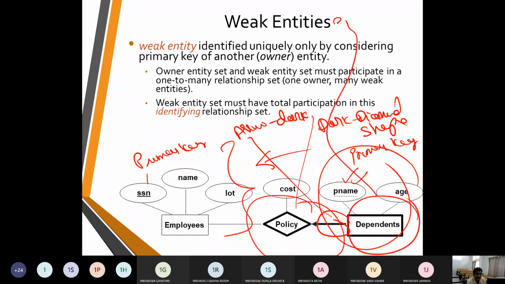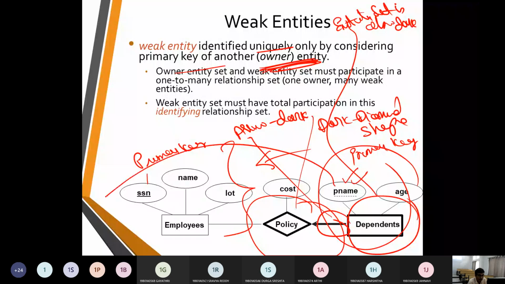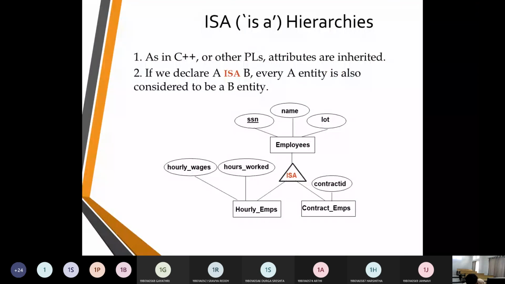Similarly, the dependent entity set is also dark, because if the employee is in the organization, they are all going to get the benefits. If the employee leaves, that also will be terminated. So it is purely dependent on the first entity. We call it a unique identifier by considering only the primary key of another entity. It is dependent on the primary key of the other entity. Therefore, we are going to put those items in the darkest elements.